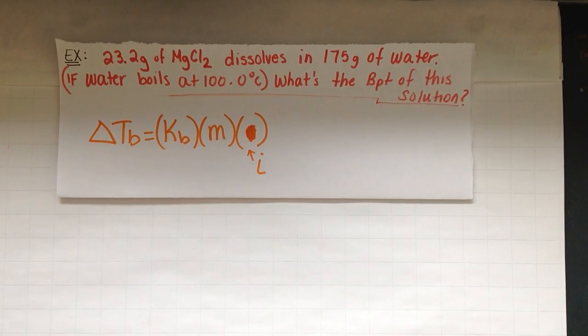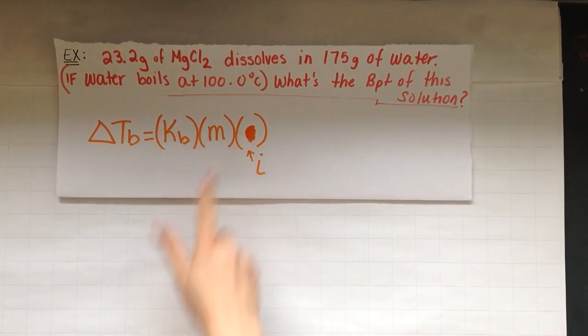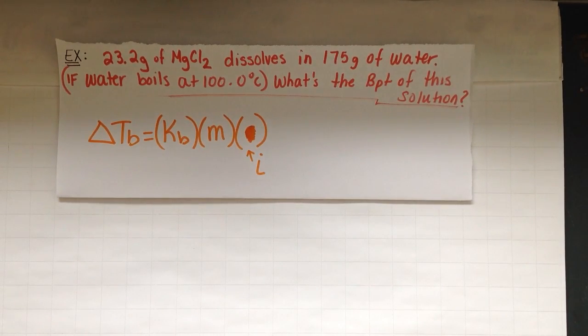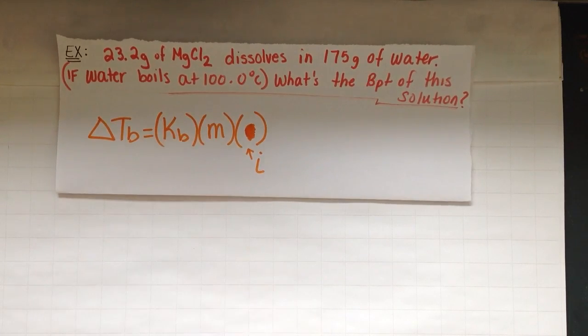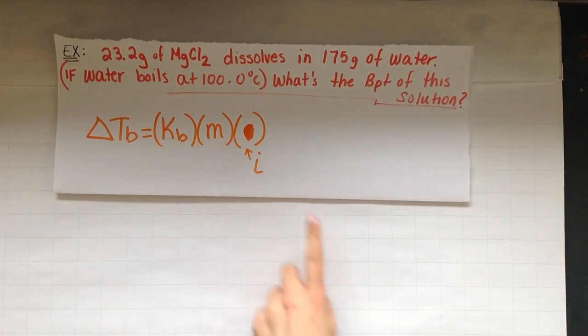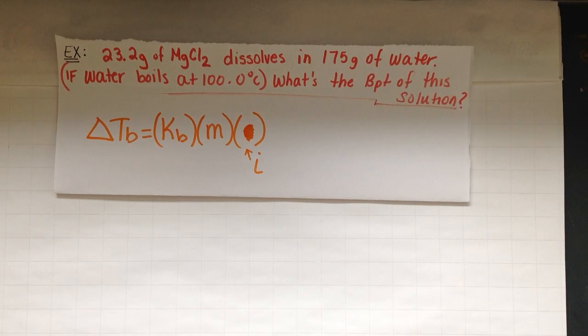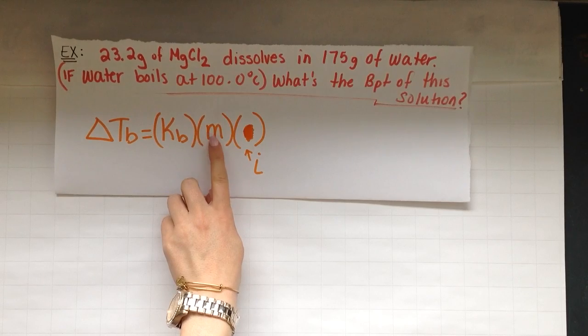Remember, I use my equation. That's supposed to say i, I made a little mistake. Okay? All right, I need my KB, I need my M, I need my i. Well, if you remember, my KB is just a constant, right? And that constant was 0.51. So that one's easy to deal with. So let's move on then to the M.